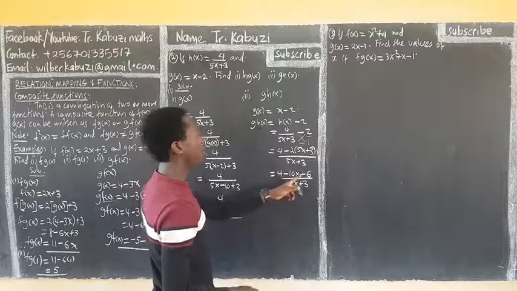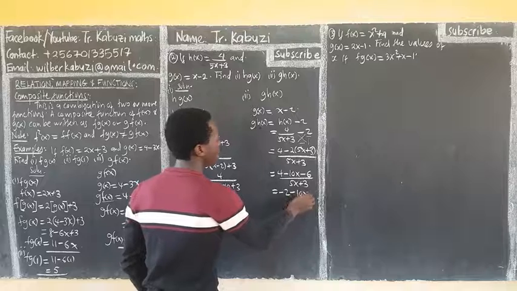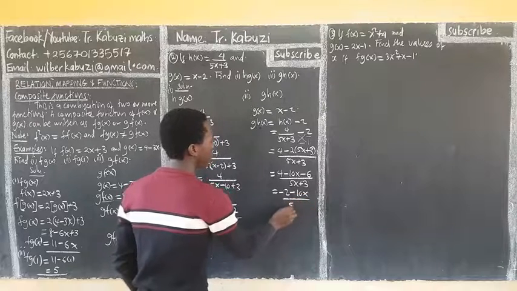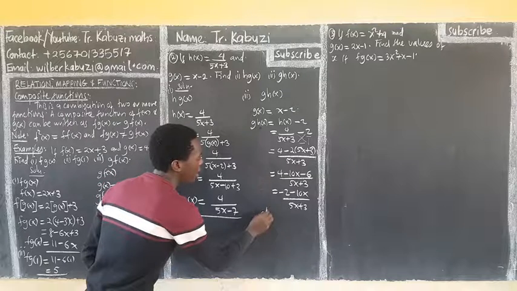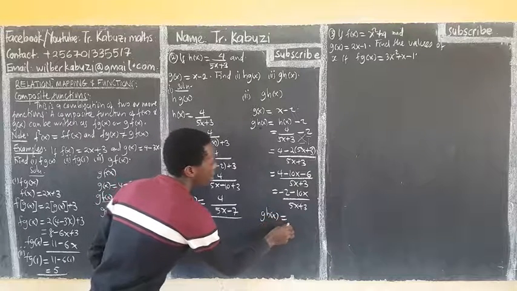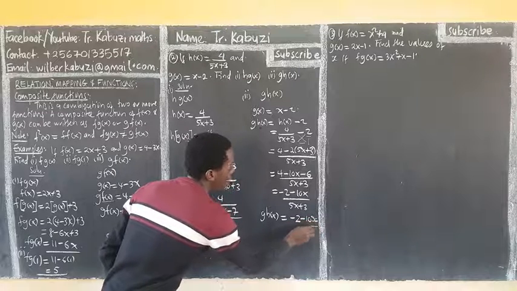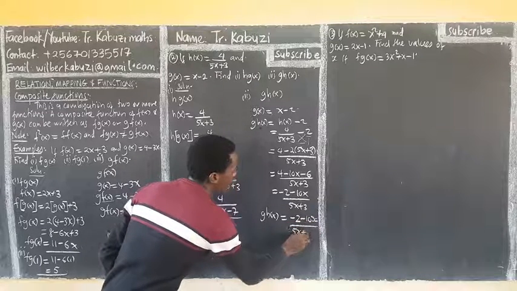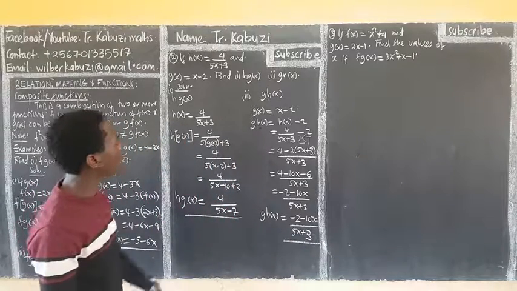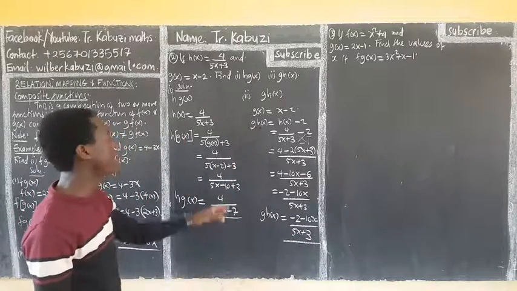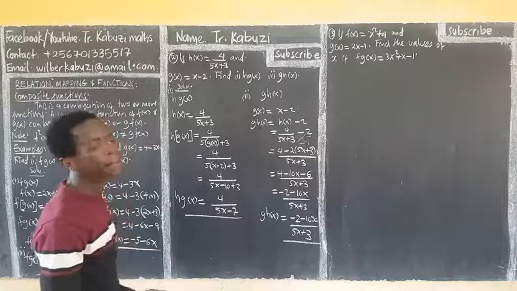So 4 minus 6, I get negative 2. Then minus 10x, the whole over 5x plus 3. Meaning that now my dh of x is negative 2 minus 10x, the whole over 5x plus 3. So that's how we get there. These are very easy. Imagine this is taking 3 marks.